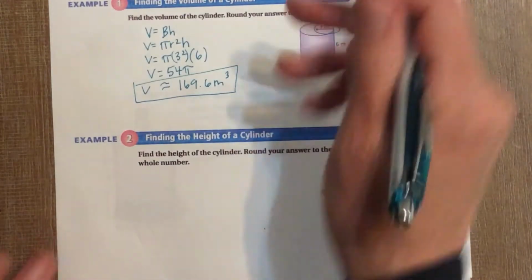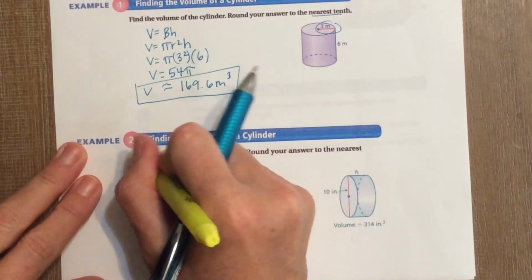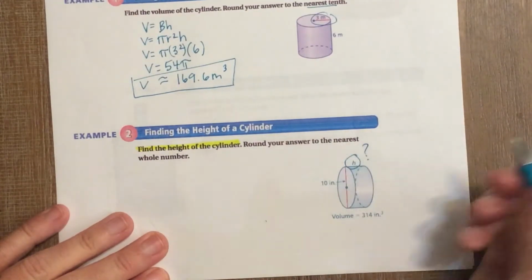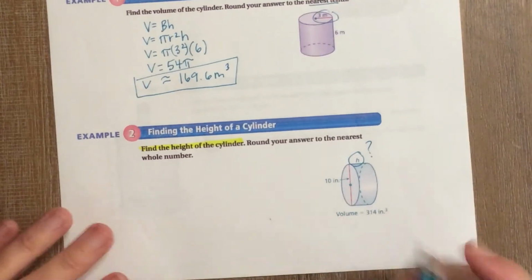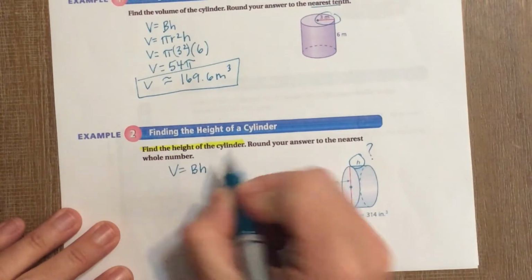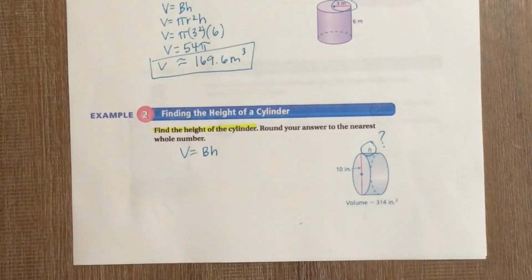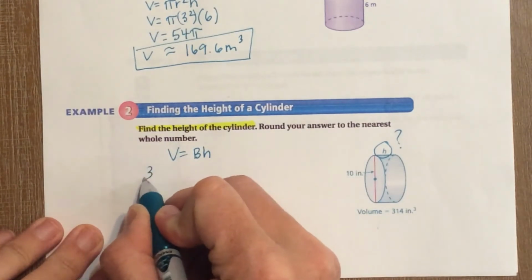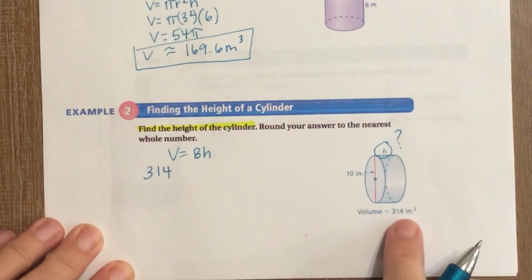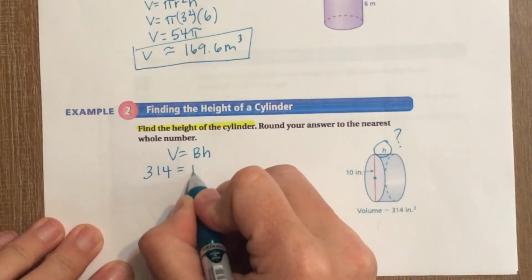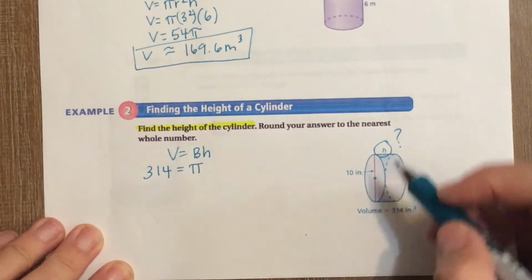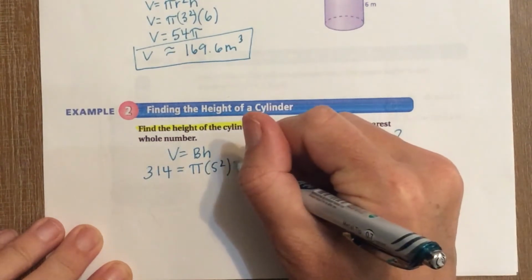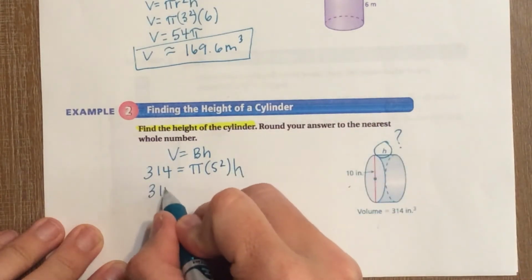For example, it says to find the height of the cylinder. So this is our unknown here. We have the volume, so we're going to work it out. I know that volume equals base area times height. The volume is 314 inches cubed, it was given here, equals pi r squared. Well, the diameter is 10, so the radius is 5 squared times the height that I do not know.